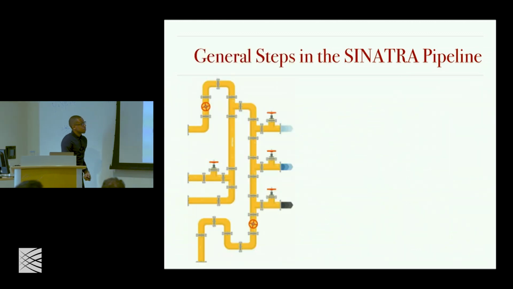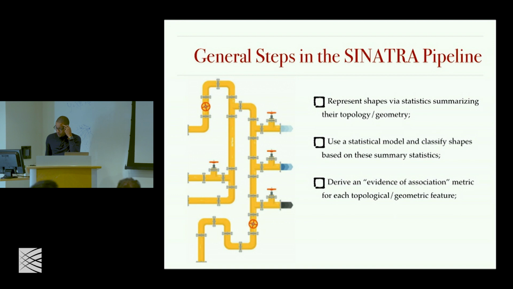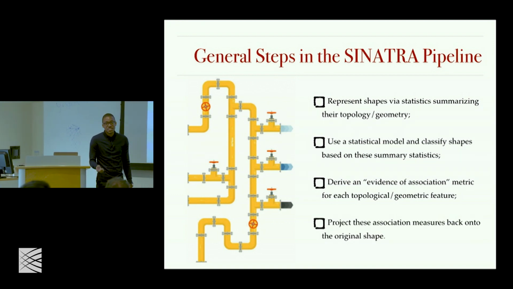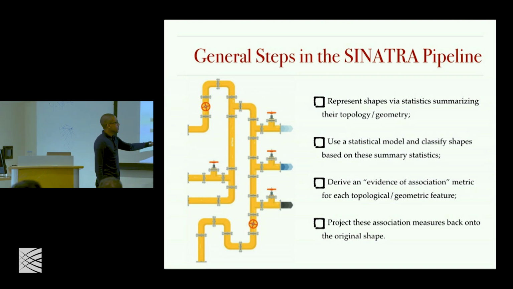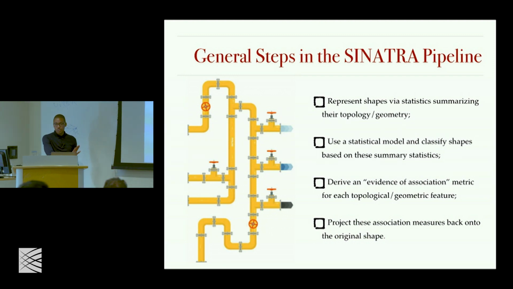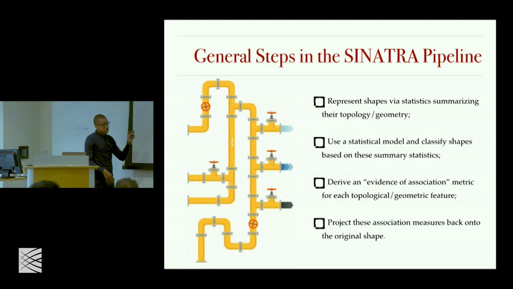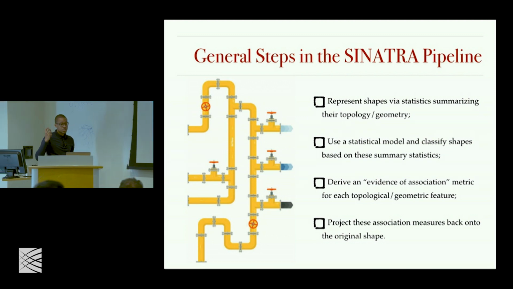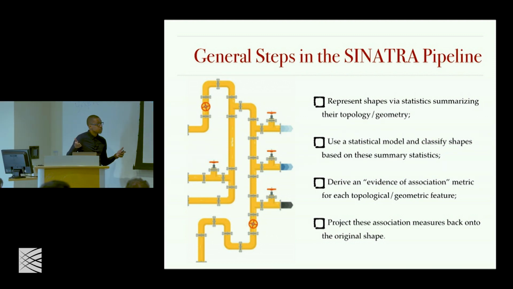Cool. So like I said before, Sinatra's a pipeline, and why I like this is because a lot of statisticians say, why don't you use this method or not this method? So I'm really combative that way. So the idea is, well, if you don't like any of these steps, take out that step and put your favorite pipe in, right? So to me, Sinatra has these 4 basic ideas. You summarize some shape based on its topology or geometry. You use some statistical model to classify the shapes based on these summary statistics. Then you derive some evidence of association for those topological or geometric features, okay?